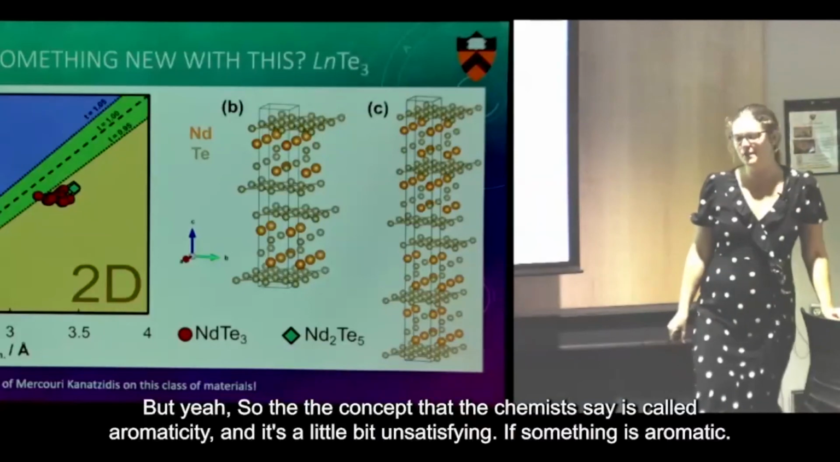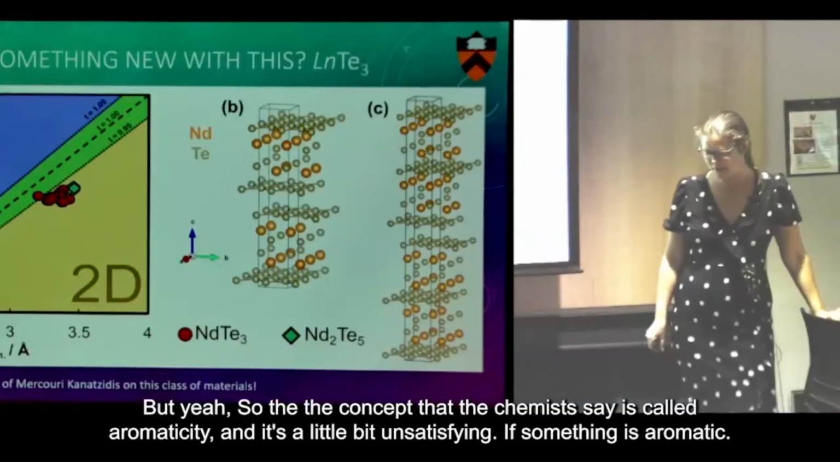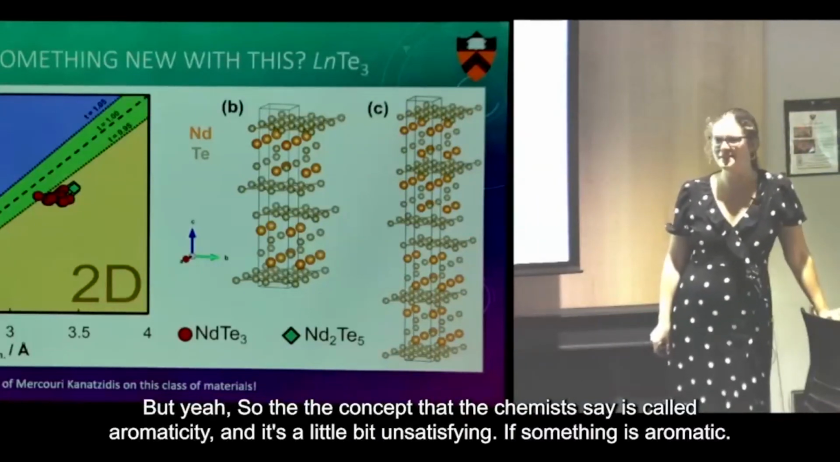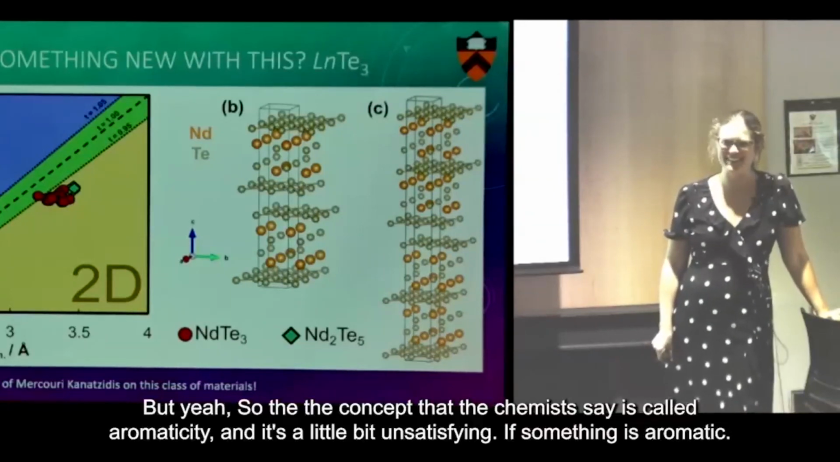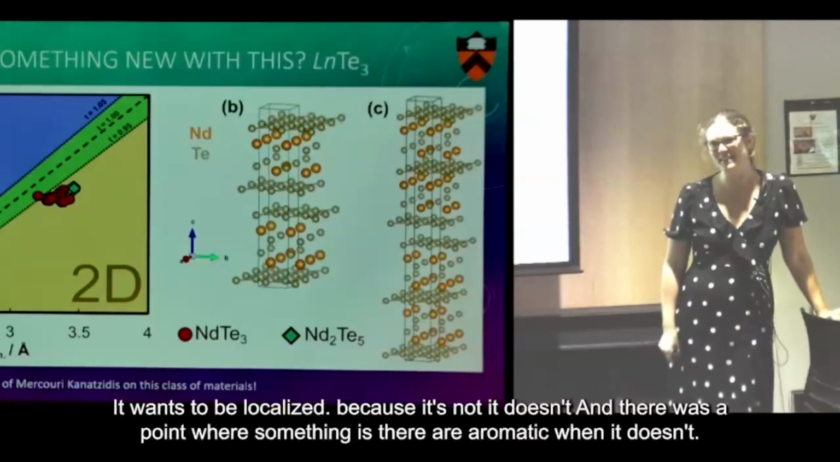But yeah, the concept that the chemists use is called aromaticity, and it's a little bit unsatisfying. They say if something is aromatic, it wants to be delocalized. If it's not, it doesn't. And there are rules for when something is aromatic and when it isn't. But that's basically what it is.